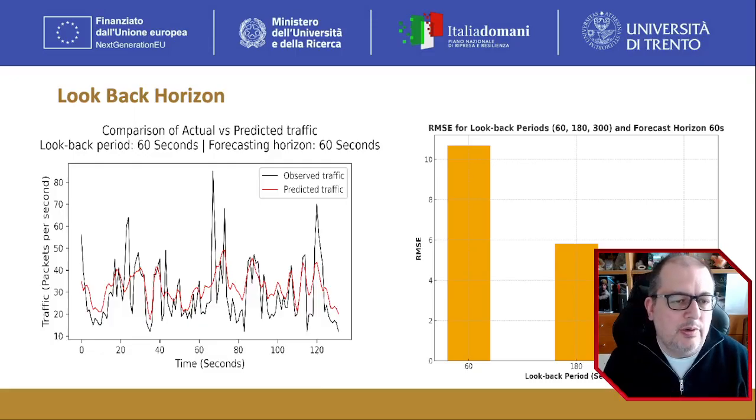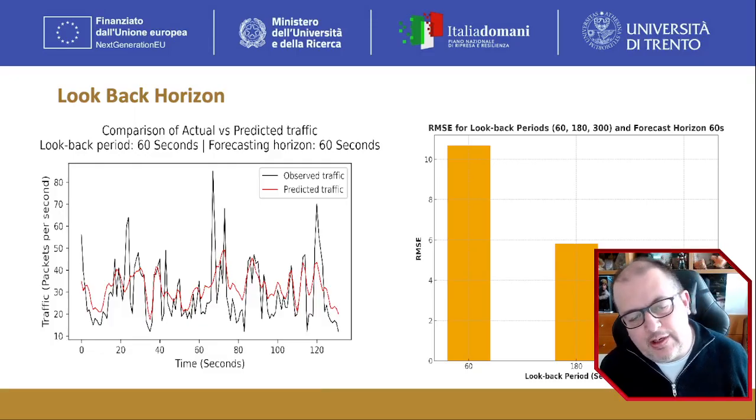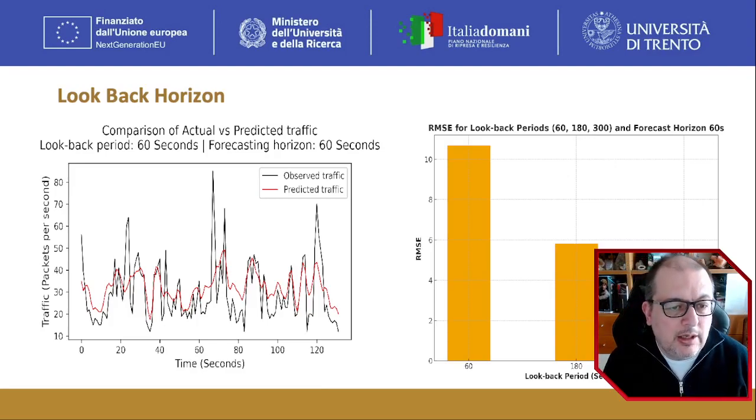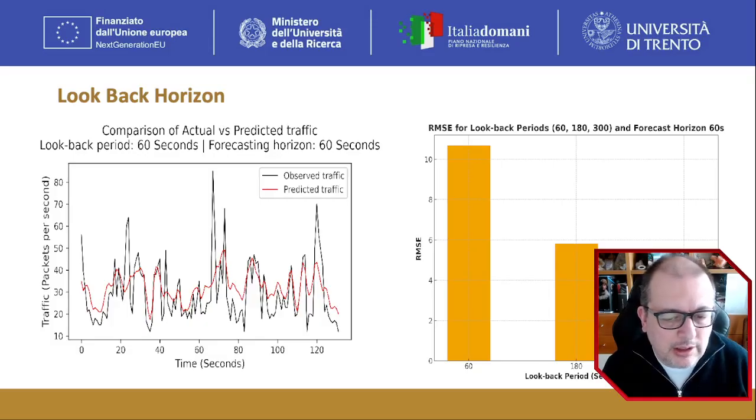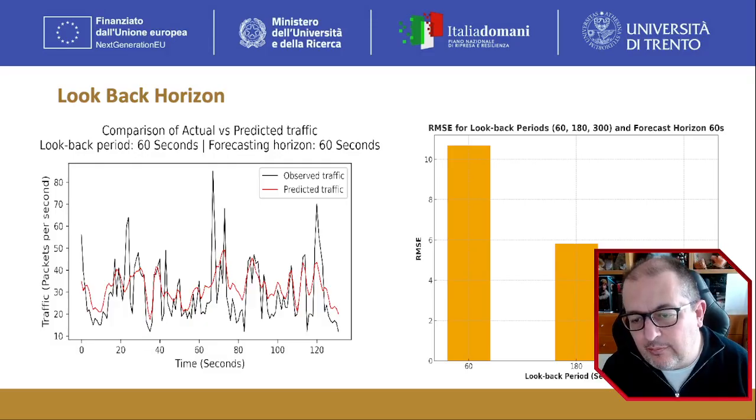So here we assume that we want to predict the next 1 minute of traffic in our network digital twin, and we wanted to understand which is the look-back period. So how much should I look in the past to have enough data to perform an accurate prediction? And you see here that if you use 1 minute of history, you can predict 1 minute in the future with a relatively good accuracy. But of course, if you go further backwards, to 3 minutes and 5 minutes, as you see in the right part, you can get a higher performance.